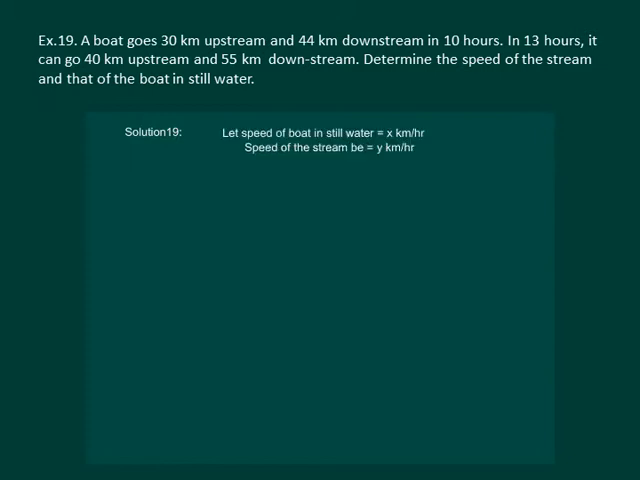We start by assuming speed of the boat in still water be x kilometers per hour, and let the speed of the stream be y kilometers per hour. Now suppose the stream is flowing downwards, with the speed y kilometers per hour. If the boat also goes downwards, then the speed of the boat gets increased. So the speed of the boat downstream will become its own speed plus speed of the stream.